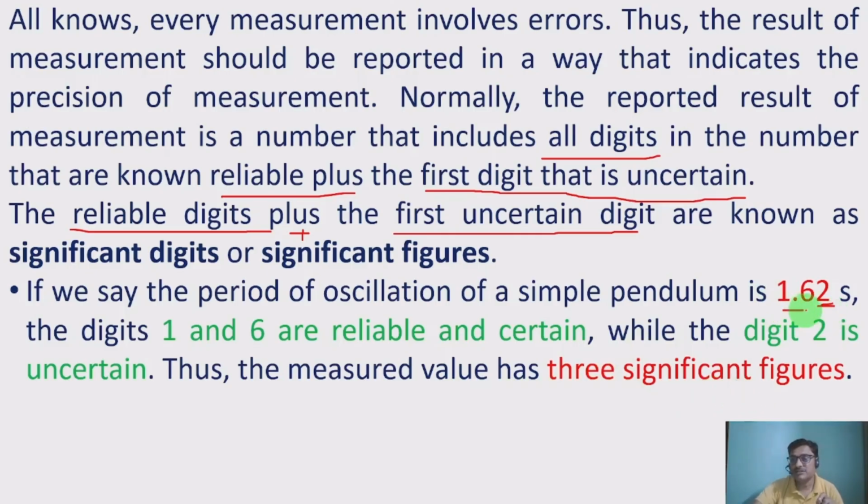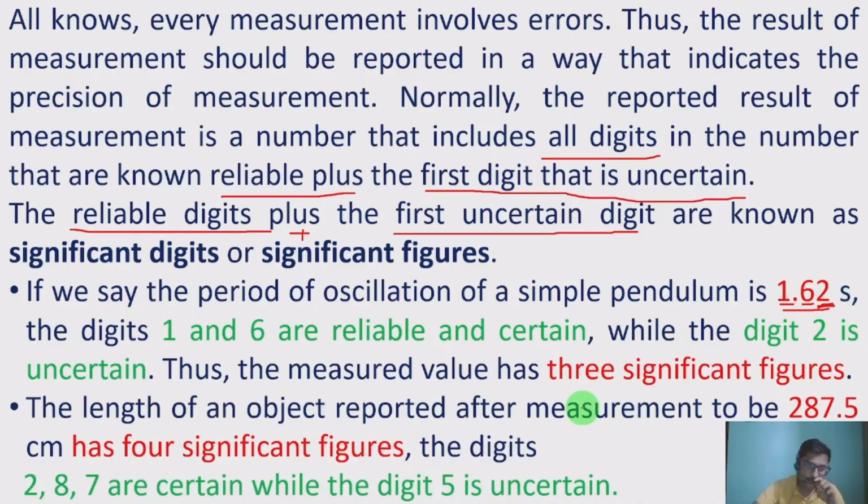The certain or reliable digits and the first uncertain digit, all together, we take as significant figures. In this one, the first digit is reliable and certain, the second is also reliable and certain, and the third one is the first uncertain digit in the measured value. All three are significant figures.